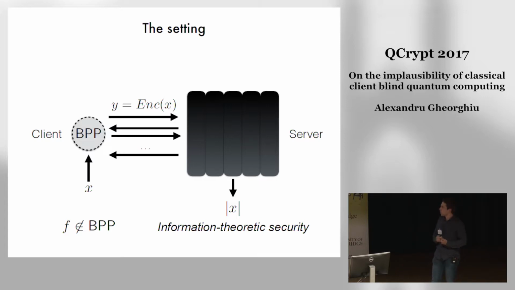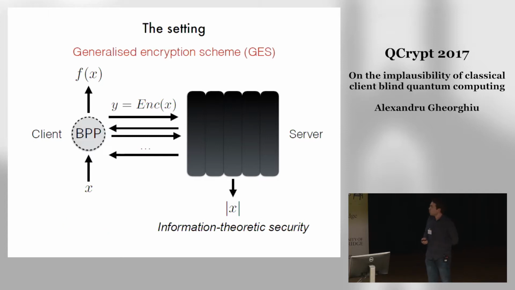And we also require that the only thing the server learns about the client's input is its size or an upper bound on its size, but nothing more than that. And we want this guaranteed to be true in an information theoretic sense. So no matter how powerful the server is, this should always be the case. And then at the end, the client can recover f of x as a result of this interaction with the server. So this thing that I've just defined is called a generalized encryption scheme, and was formally defined in 1987 by Abadi, Feigenbaum, and Kilian.